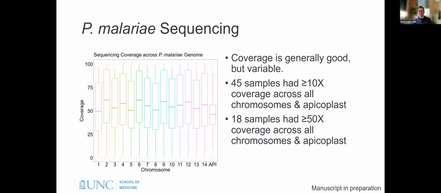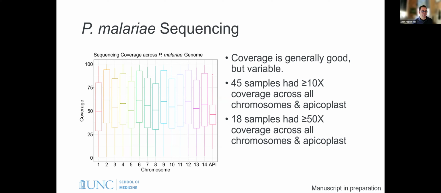We also wanted to just characterize how well we did at genome coverage using this sequencing method. What I'm showing here is box plots of sequencing coverage across the genome, including the 14 assembled chromosomes, as well as the apicoplast, excluding unassembled extrachromosomal contigs. And I don't believe there's an assembly either for the mitochondrion for PM yet. So this is including those 14 chromosomes and the apicoplast.